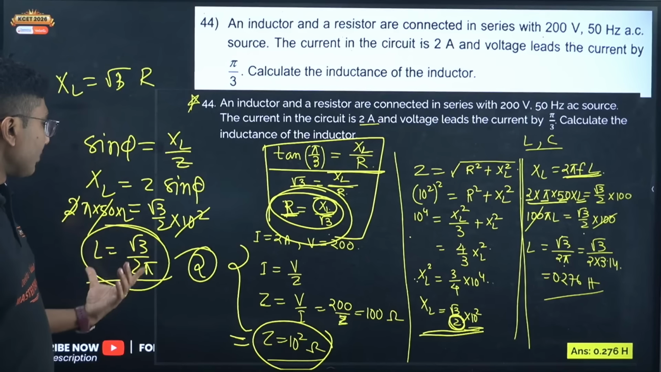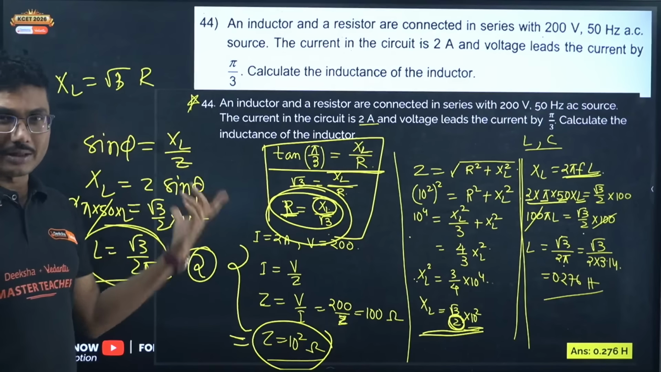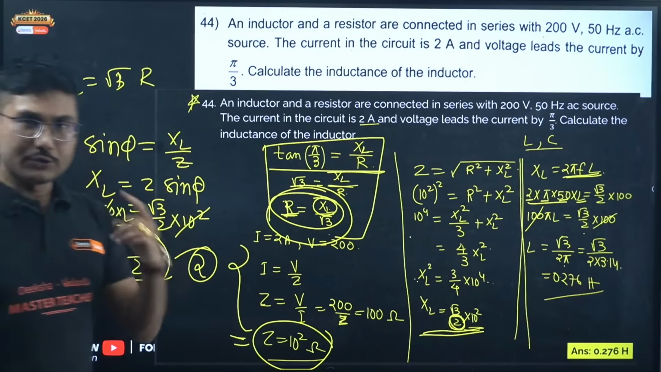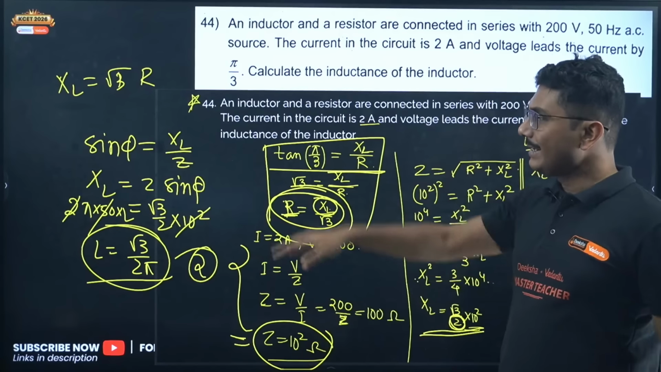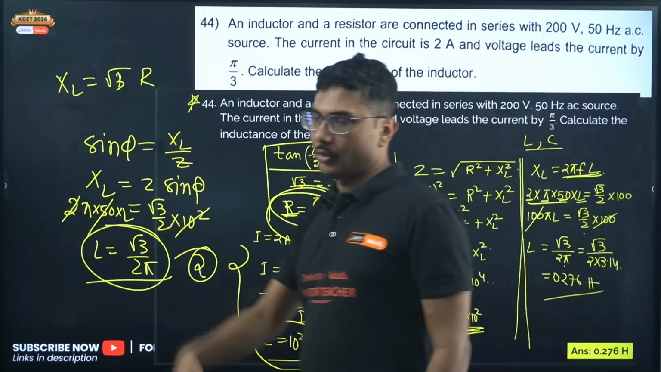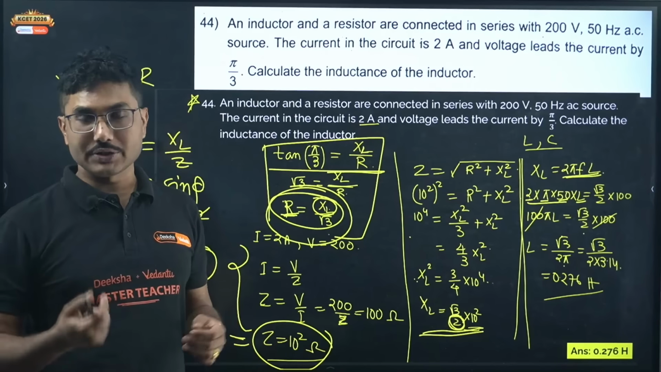marks. If you have calculated XL, you will get another 2 marks, and finally calculating L, you should get 1 mark. That should be the marks distribution. Z, XL and L. Exactly as I mentioned, you will get to know only when the board publishes the model answer.